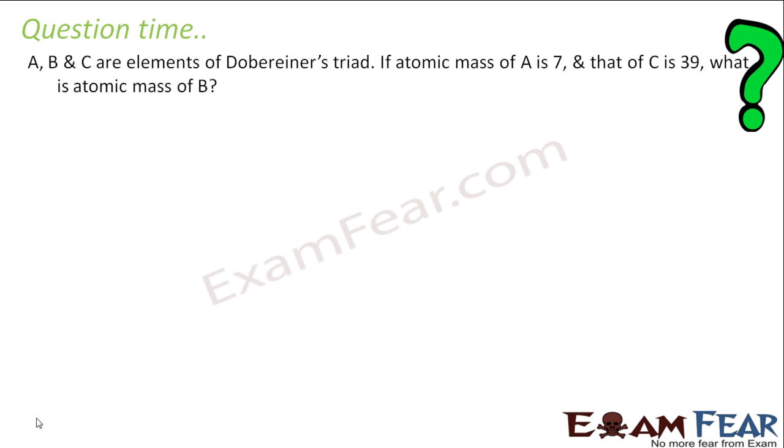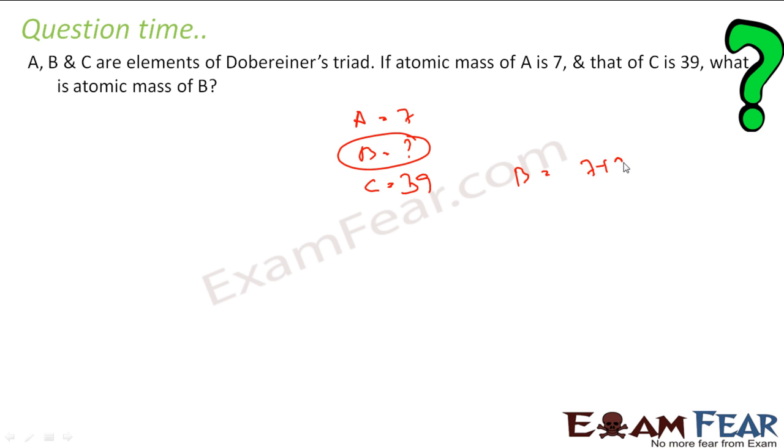A, B, C are the elements of a Dobereiner triad. Atomic mass of A is 7, B we don't know, and C is 39. We have to find the atomic mass of B. So Dobereiner said that the atomic mass of B has to be the mean of these two. So that will be 7 plus 39 divided by 2, and that comes out to be 23. And that's my answer.